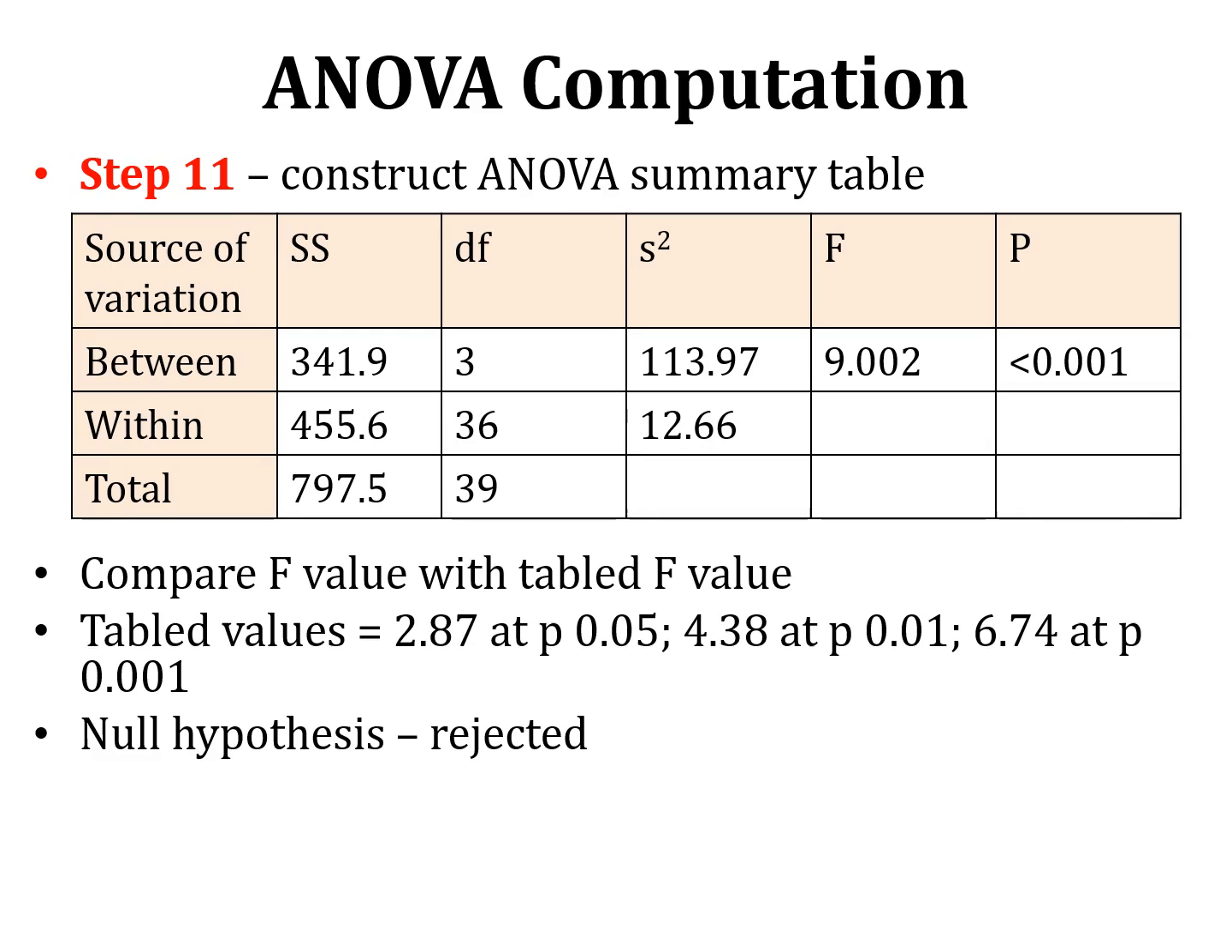So our next step is to construct the ANOVA summary table, and here we are with the table. You can see that we have all the values that we calculated put in here. The sum of squares for between samples is 341.9, for within samples is 455.6, and the total is 797.5. The degree of freedom for between is 3, for within samples is 36, and the total degree of freedom is 39. The variance for between samples is 113.97, and for within samples is 12.66. The variance ratio, f value, is 9.002, and the probability is very highly significant.